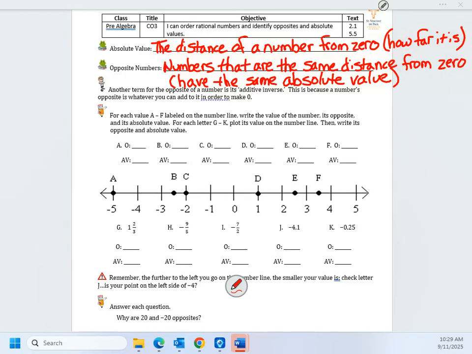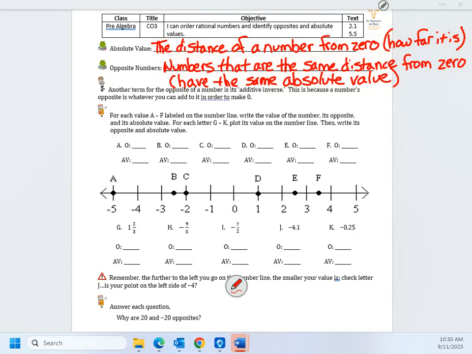So it's additive inverse. For each value, A to F, labeled on the number line, write the value of the number, its opposite, and its absolute value. For the letters G to K, plot its value on the number line, then write its opposite and absolute value. So let's go through one to see what that means.